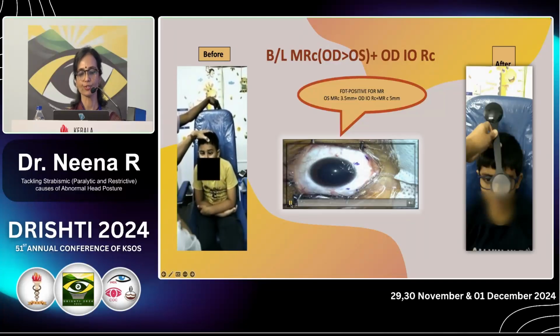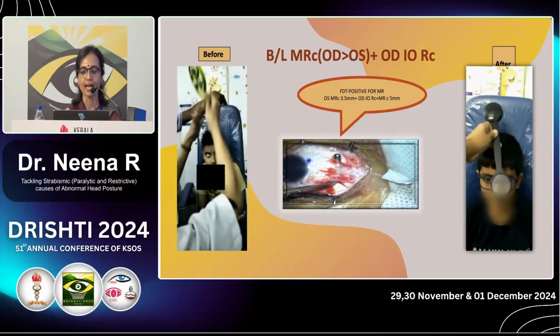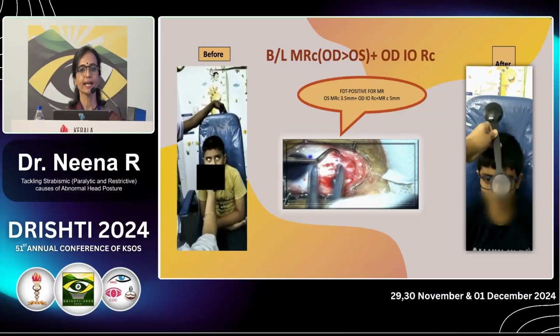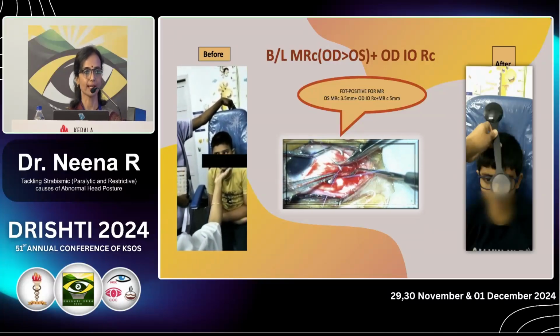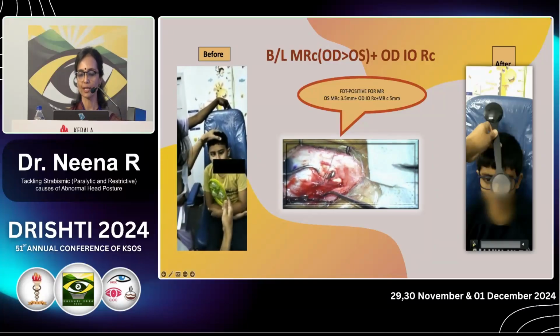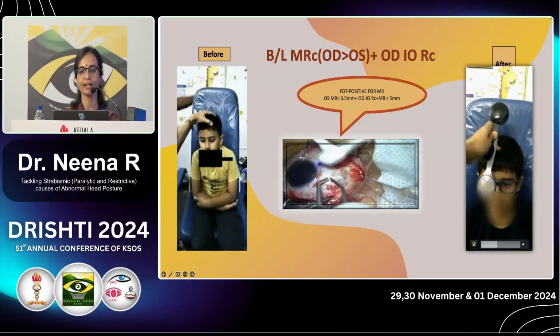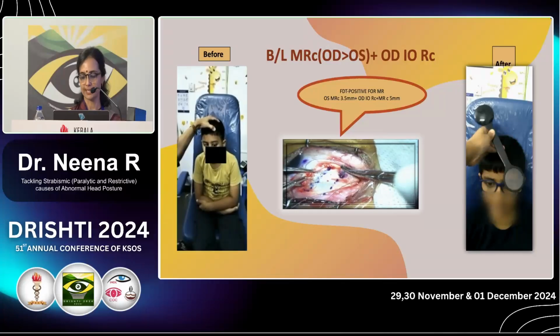His FDT was positive for medial rectus. We did a small medial rectus recession in the left eye and a larger recession in the right eye. Along with that, we weakened the inferior oblique of the right eye because he was amblyopic and he was fixing with the DRS eye. So you can see that post-surgery, his head postures improved very well. He was quite happy, and his squint also became much better.